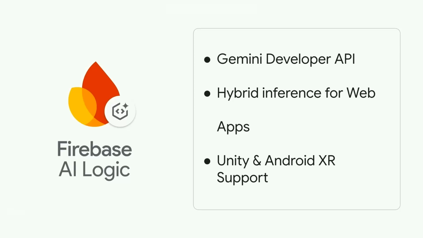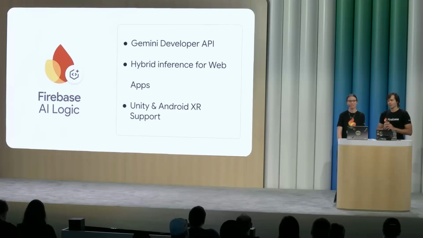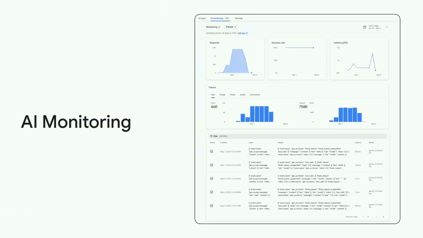Also, we are launching experimental support for hybrid inference on Chrome browser. You can decide whether you want to run inference locally using Gemini Nano or in the cloud. And last but not least, we are launching Unity support, including support for Android XR. We are also expanding AI monitoring, which was previously only available for GenKit, to let you monitor AI Logic client SDKs. In a single pane of glass, you can see things such as latency, error rates, tokens used, and even traces. But we didn't stop there. Aja, can you tell us more?